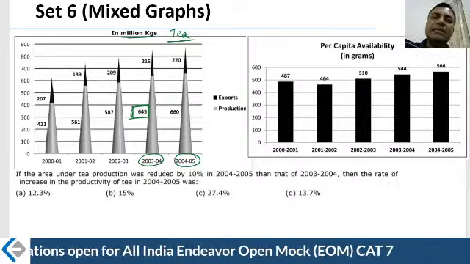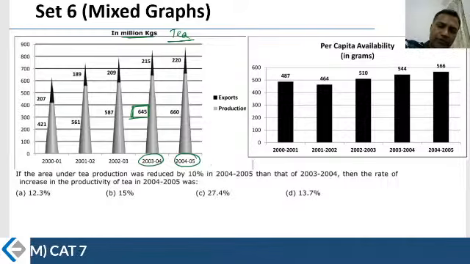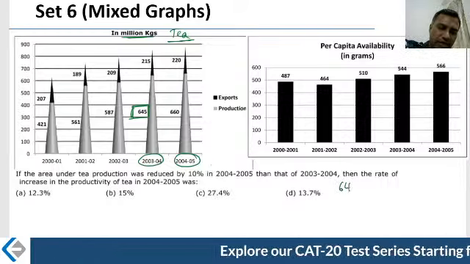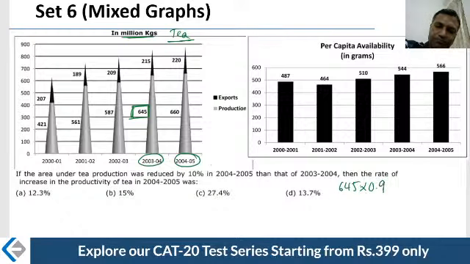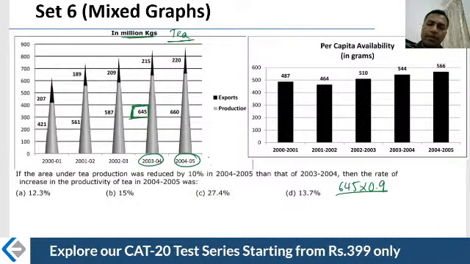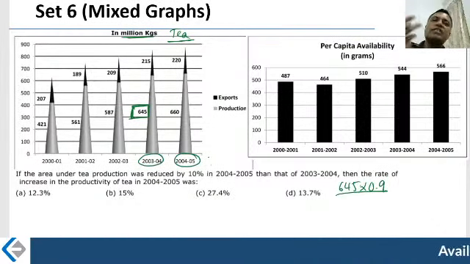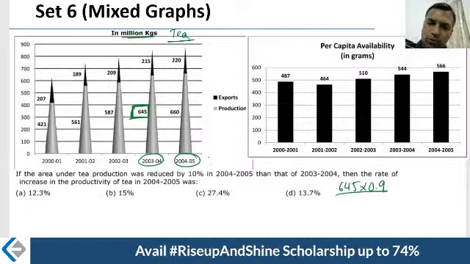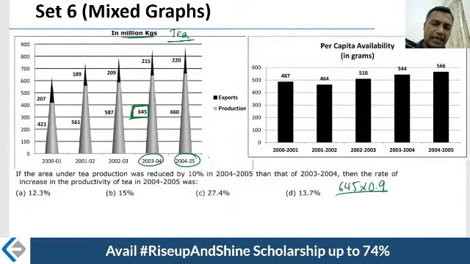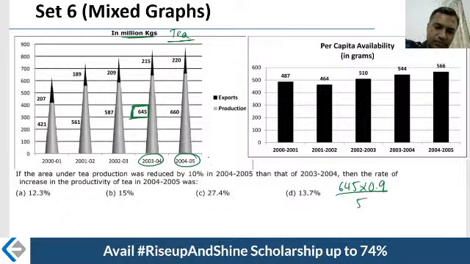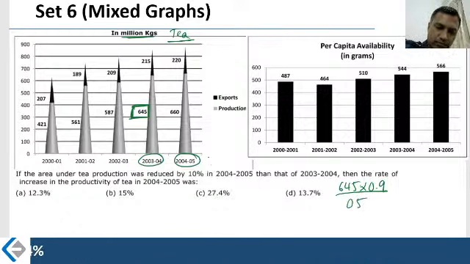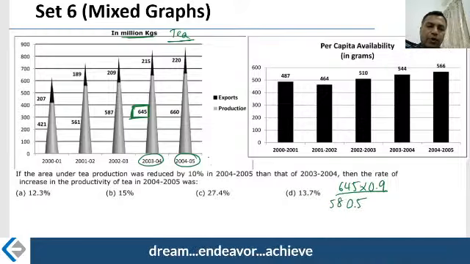So if I used only 90% of the land for cultivation, what does that mean, friends? 645 into 0.9. That is the expected production, because if you use 100% of the land, you got 645 million kgs. But if you use only 90% of the land, what is the expectation? 645 into 0.9. Let's calculate this, my friends. It will be 580.5.